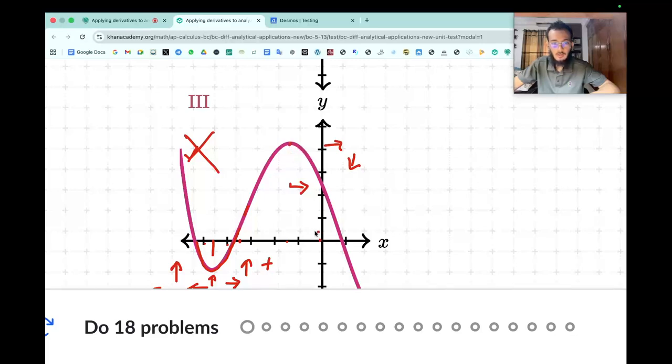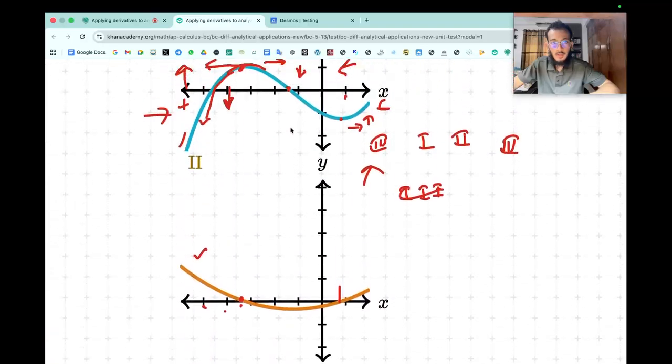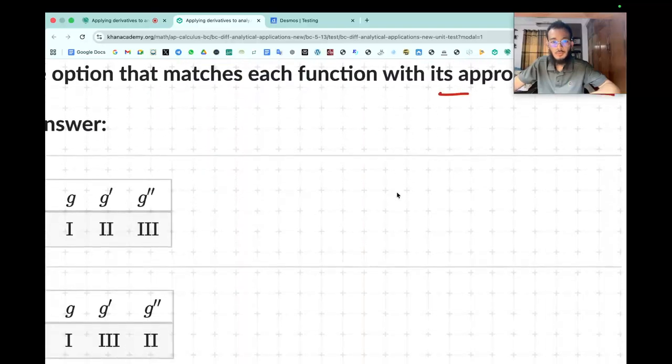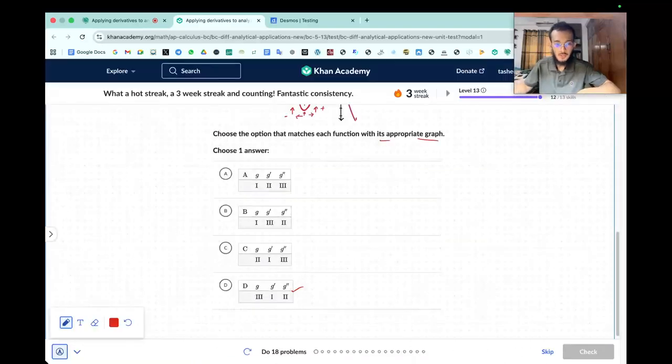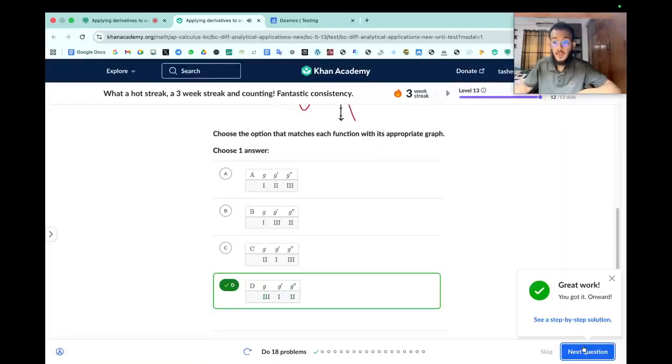From this point, if we go left, we go up, and if we go right, we go down, negative gradient. So is the graph negative entirely? Yes, it is entirely below. So basically this matches our findings. So the sequence is 3, 1 and 2. So 3, 1 and 2 matches with option D. Let's try option D, and that is the correct answer.